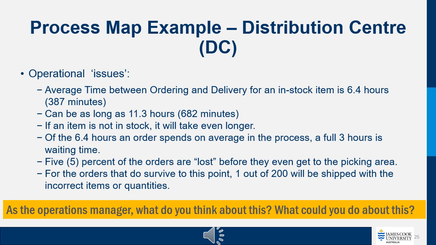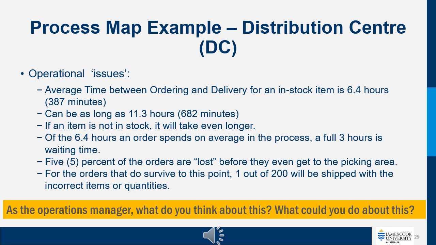For example, here, the average time between ordering and delivering for a stock item is about 6.5 hours, and can be as long as 11.5 hours. If an item is not in stock, it can even take longer. Around 6.5 hours an order spends on average in process, and a full 3 hours is waiting time. 5% of the orders are lost before they even get to the picking area.